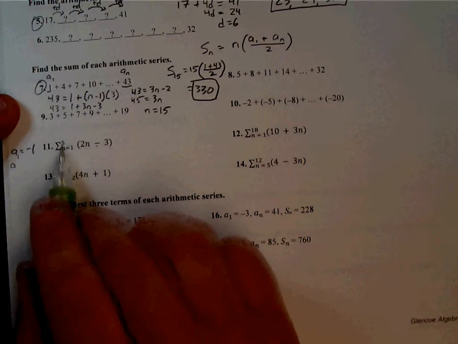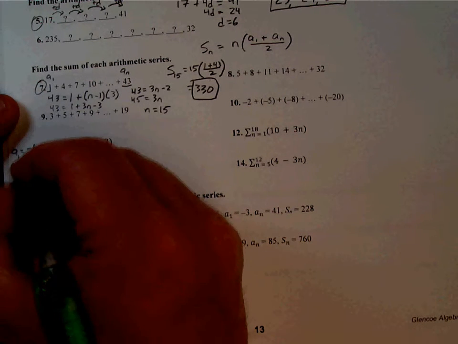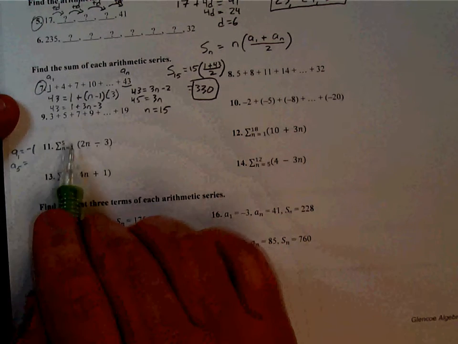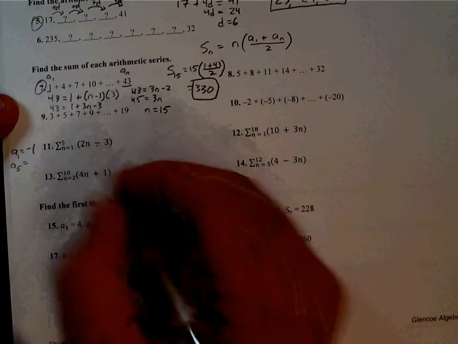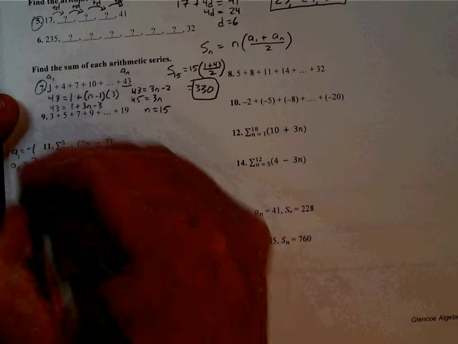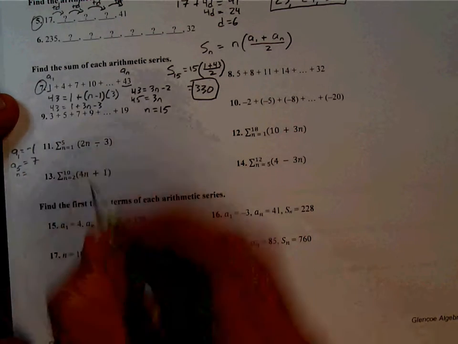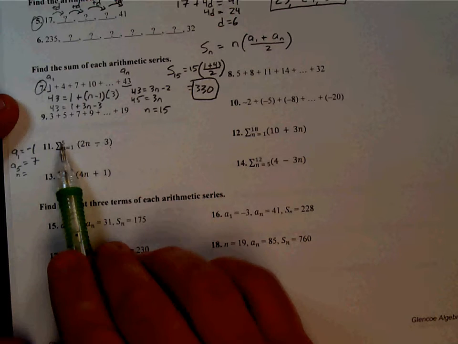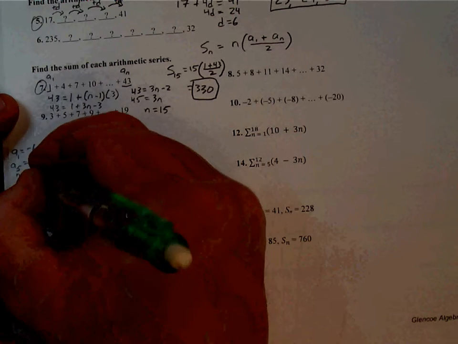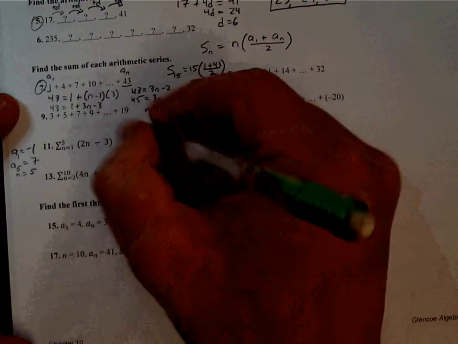Then I need to know my last term. What's my last term? Well, it tells me on top the fifth term, a sub 5. So to get a sub 5, you just plug 5 in. 2 times 5 is 10. 10 minus 3 is 7. And then what's the n value? N value is how many terms there are. So if I'm going from term 1 through term 5, term 1, 2, 3, 4, 5, that's the first 5 terms. I'll use an n value of 5.